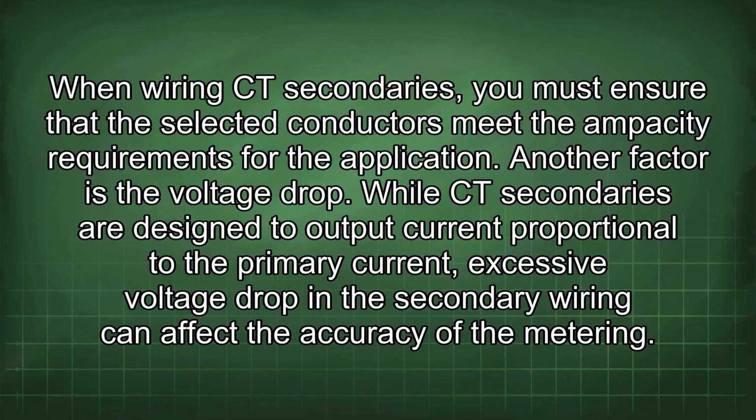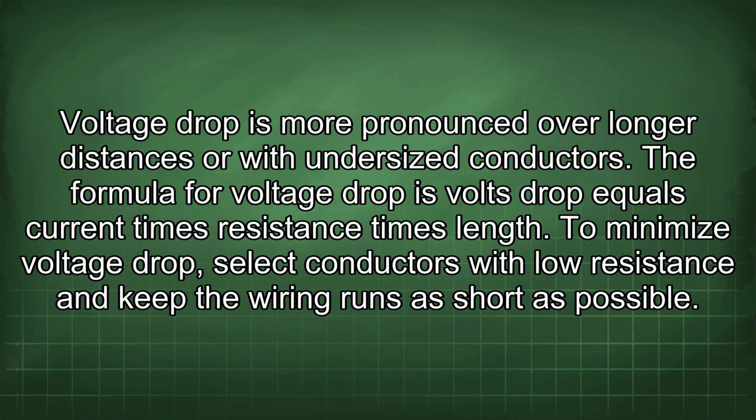Another factor is the voltage drop. While CT secondaries are designed to output current proportional to the primary current, excessive voltage drop in the secondary wiring can affect the accuracy of the metering. Voltage drop is more pronounced over longer distances or with undersized conductors. The formula for voltage drop is volts drop equals current times resistance times length. To minimize voltage drop, select conductors with low resistance and keep the wiring runs as short as possible.